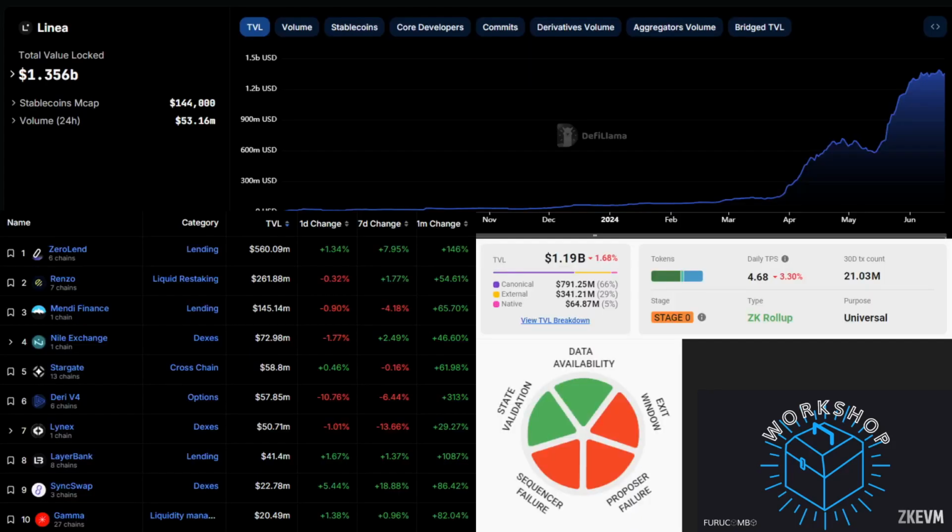Next, we have Linea. So Linea is sitting at 1.35 billion TVL. We've seen a huge increase in TVL since the launch of their campaign. And we see most of these assets being canonical or external assets. Daily TPS is just below 5, and 30-day transaction count is 21 million. So we see transaction count on Linea and ZKSync as being pretty close to the same.